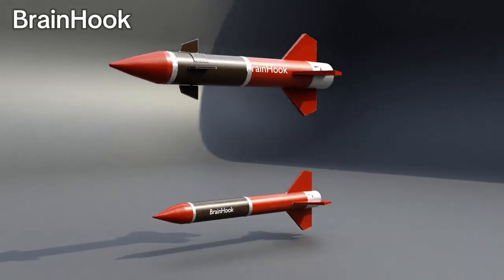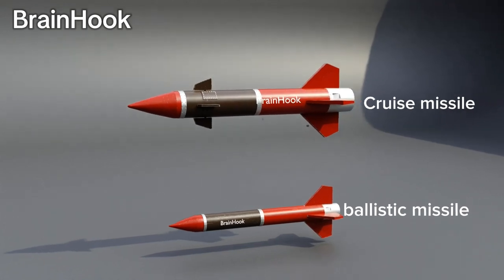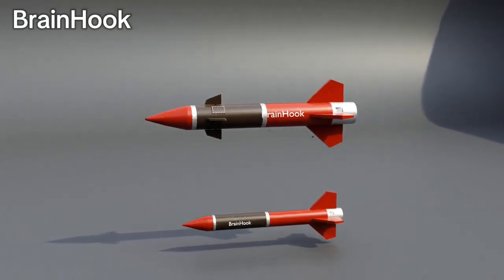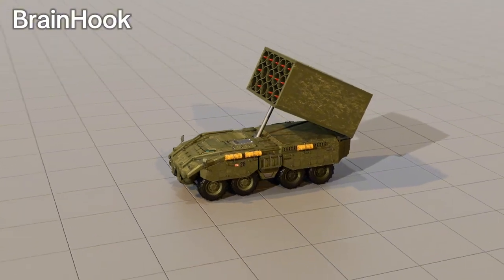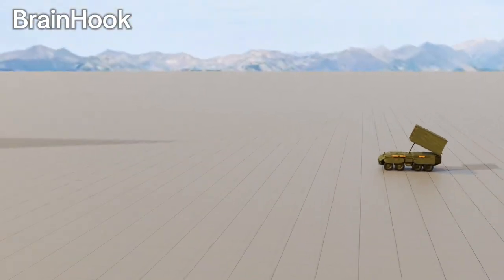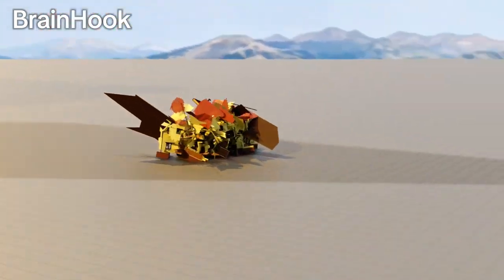Missiles are basically two types, ballistic missiles and cruise missiles. The biggest difference between the two is that after the launch of a ballistic missile, it cannot be controlled anymore, also called unguided missiles. That is why ballistic missiles are used to destroy stationary objects, such as enemy bases, buildings, and various installations.